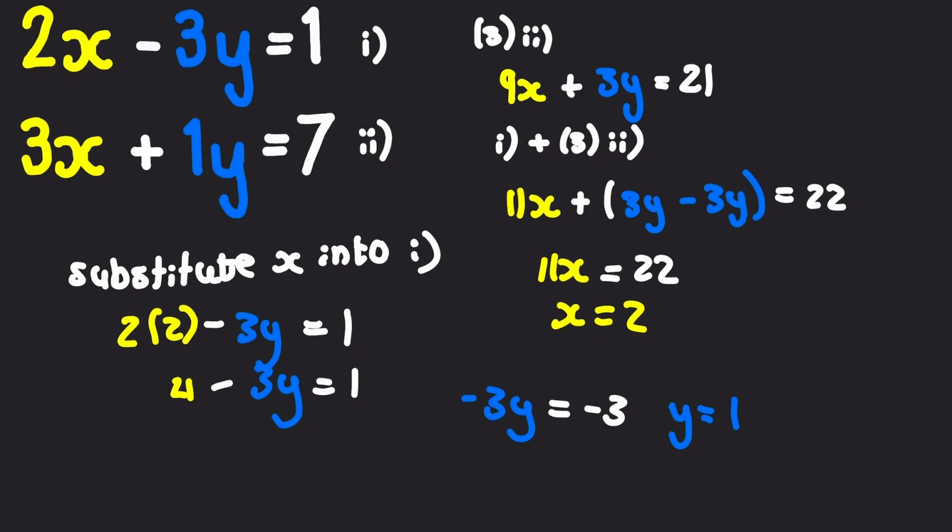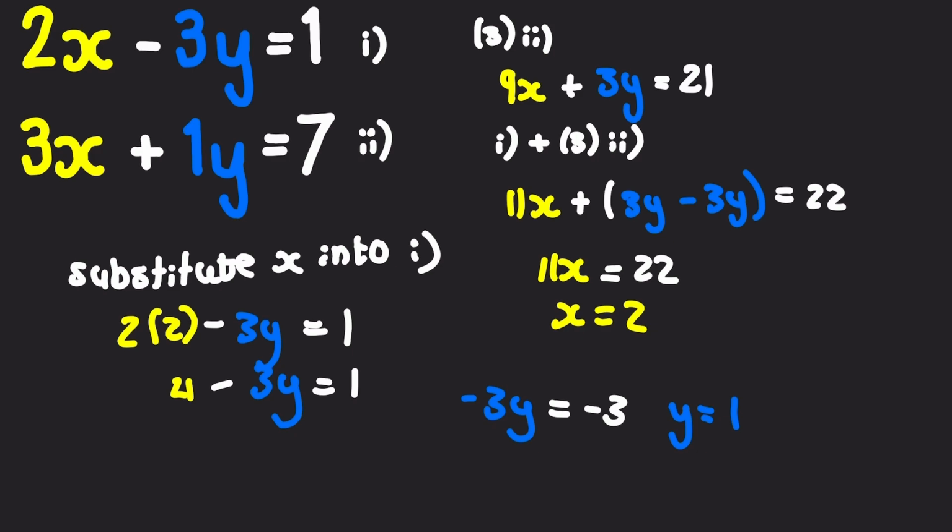We can actually substitute it back into both equations. 2 times 2 is 4, minus 3 times 1, so 4 minus 3 is 1. Then 3 times 2 is 6, plus 1 is 7. So that works out completely, and that's how we solved it.